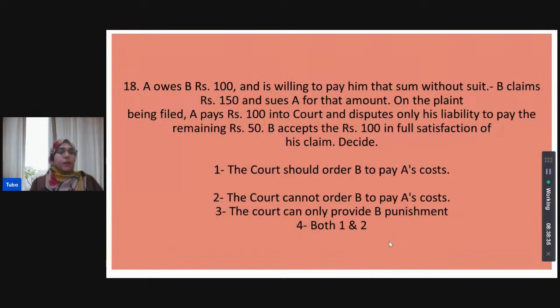Question number 18. A owes B rupees 100 and is willing to pay him that sum without a suit. Now, this was the situation based fictitious case I was talking about. A is owing B rupees 100 and is also willing to pay the 100 back without any suit being involved. Now, B claims rupees 150 but sues A for that amount, even though A was willing to pay it back without a suit. On the plaint being filed, A pays 100 into the court and disputes his liability to pay the remaining 50. B now accepts the 100 in full satisfaction of his claim, so basically foregoes the 50 rupees.